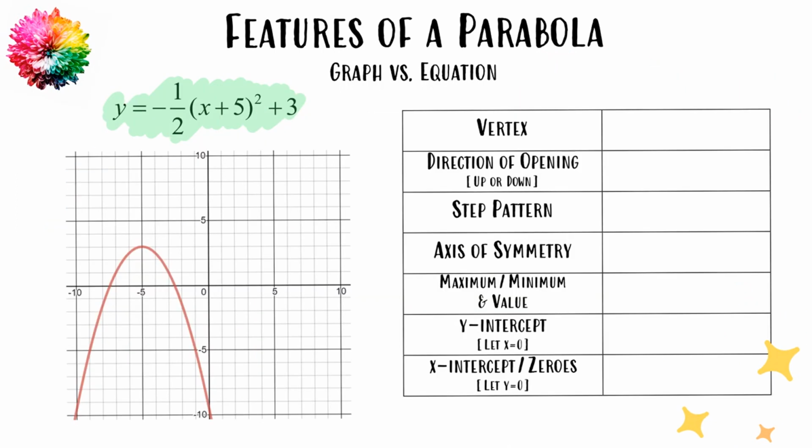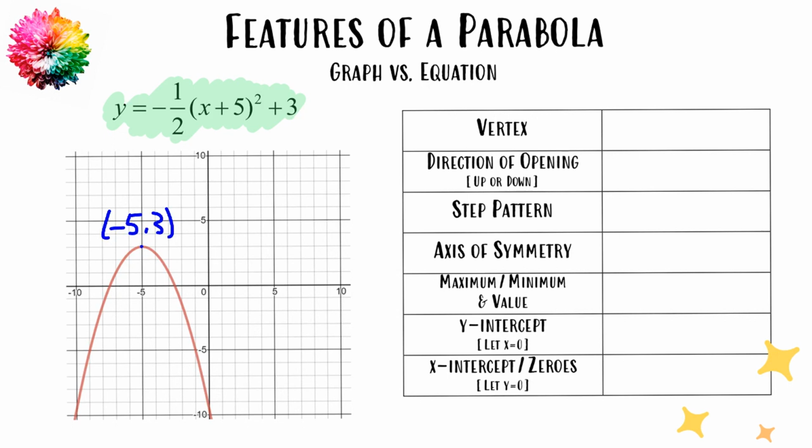So the purpose of today's lesson is to look at the different features of a parabola again, but this time we're going to be using the graph as well as the equation. So I want to show you the cool features you can figure out using both the graph and the equation. We're going to begin with the vertex. We know the vertex of a graph is the point that's the highest or the lowest. So in this case, it's this point right over here, and that is negative 5, comma 3. So we can very clearly see it on the graph.